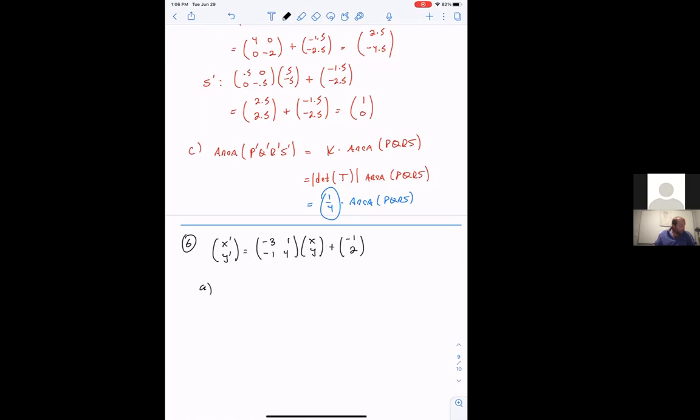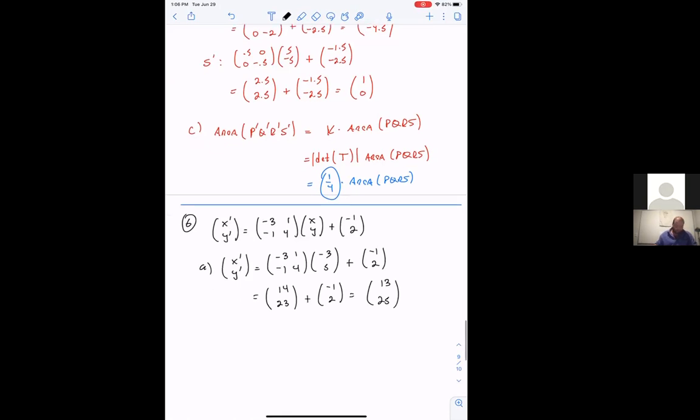A. Find the coordinates of the image of (-3, 5). Okay, no problem. (-3, 5). I'll just plug it in. The matrix [-3, 1; -1, 4] acting on (-3, 5) plus (-1, 2). So I get 9 plus 5, I get 14. I get 3 plus 20, I get 23. Plus (-1, 2). This takes me to (13, 25).